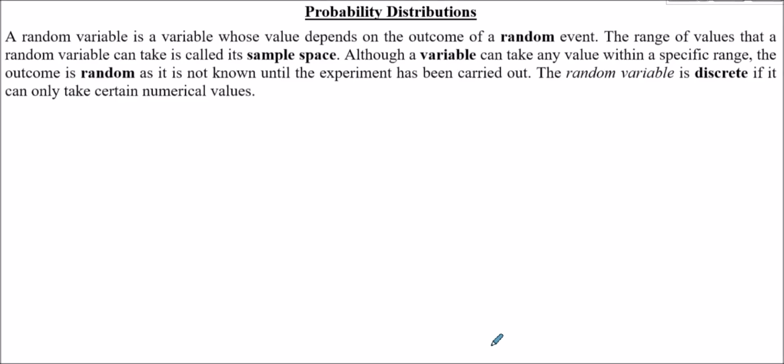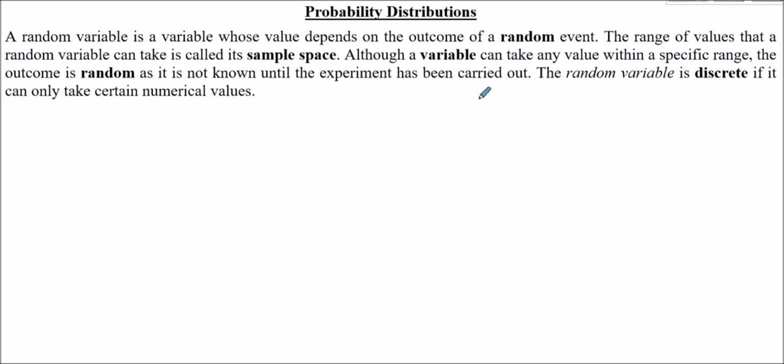So probability distributions. So what does this mean? Well, a random variable, first of all, is a variable whose value depends on the outcome of a random event. So the range of values that a random variable can take is called the sample space. So the sample space is essentially all possible values that the random variable might be. Although a variable can take any value within a specific range, the outcome is random as it is not known until the experiment has been carried out.